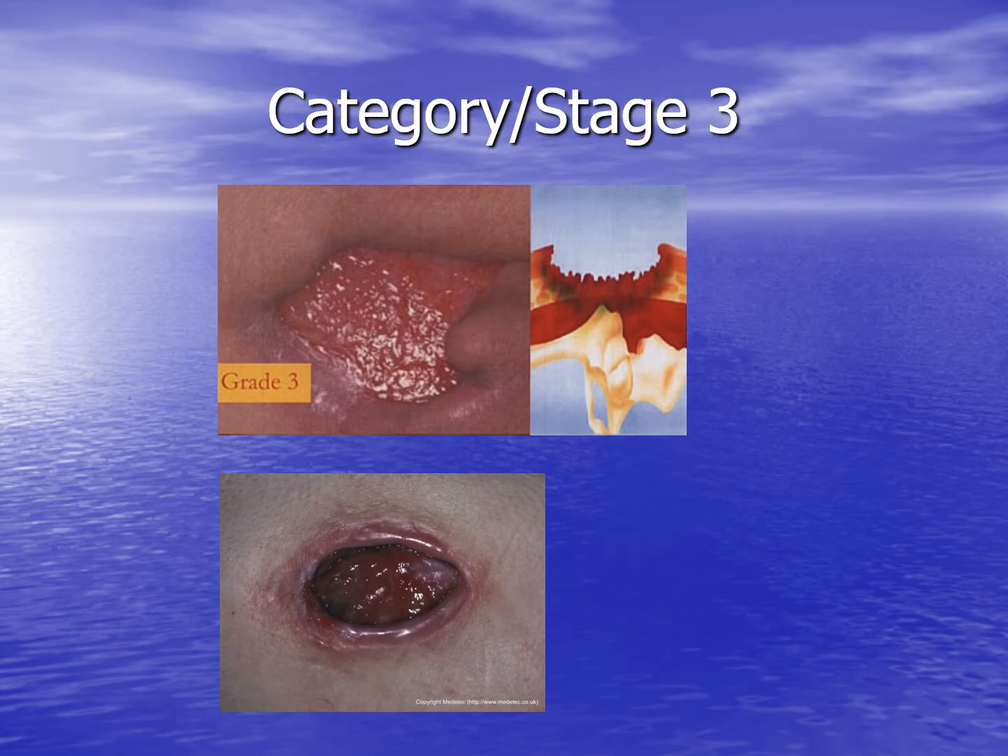Category 3, previously known as stage 3, is where it's gone deeper down. So you've got two pictures here. You're starting to get a cavity forming in this image. This is going down into the muscle. This is getting quite serious now. It's going to hurt. It could get infected.